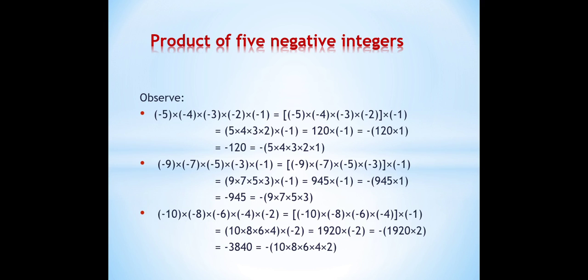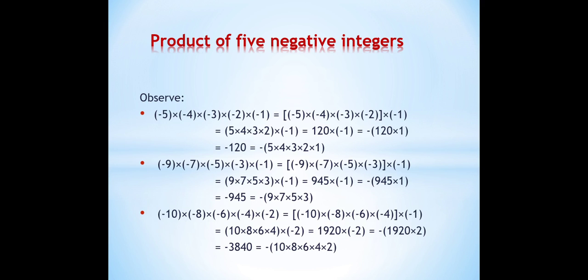In a similar way, minus 9 into minus 7 into minus 5 into minus 3 into minus 1, after solving this we get the result minus 945, which is equal to minus 9 into 7 into 5 into 3. Same in the last one, minus 10 into minus 8 into minus 6 into minus 4 into minus 2 is equal to minus 3840, equal to minus 10 into 8 into 6 into 4 into 2.